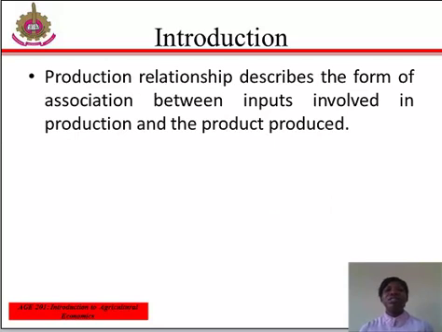Production relationship describes the form of association between inputs involved in production and the products produced. There are three major types of production relationship between inputs and outputs: factor-product relationship, factor-factor relationship, and lastly, product-product relationship.